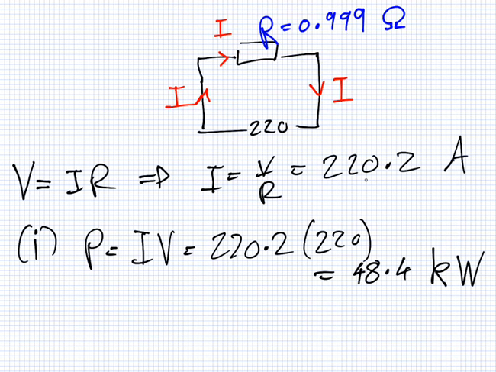What's the next part? That's it? What's the power? What's the formula for power? P equals IV, which is 220.2 times 220, which will be 48.4 kilowatts.